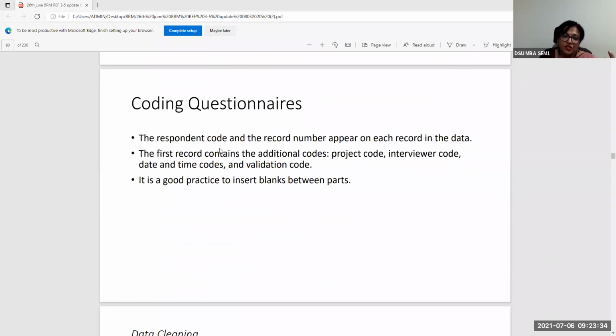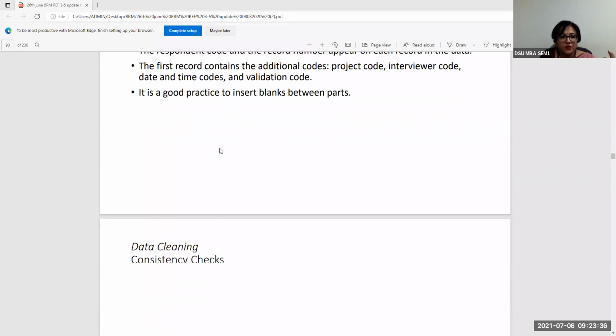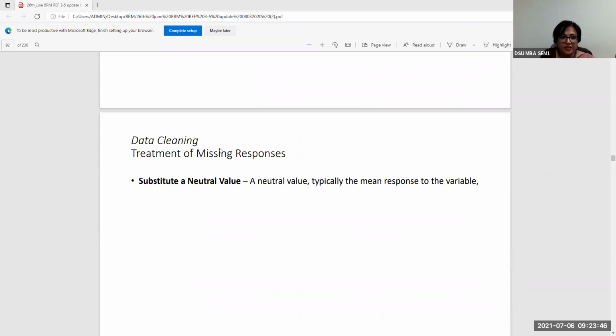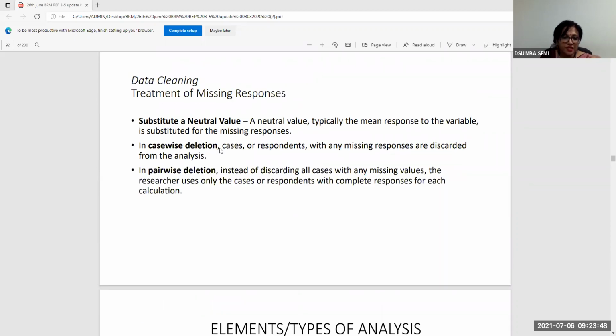So coding of the questionnaires, you have seen practically in class, which we did yesterday. And data cleaning is something that we need to do in order to check that data which has been captured in the responses are actually within the range and do not have any kind of extreme values, or if there are, we need to see that and we will deal with it. Now, when we talk about the treating of the missing responses, as I was telling you, for missing responses, you can assign a code and make sure that that is different from a non-response.